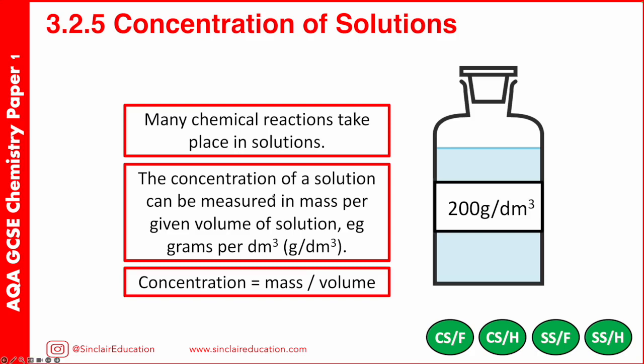Now, this is shown in our units here. So mass, grams, divided by dm cubed of volume. One little thing to watch out for, and it is very, very common, is be prepared to be asked to convert from centimetres cubed into decimeters cubed. And for background here, there are 1,000 centimetres cubed in a decimeter cubed. So if you do need to do a conversion, you divide your centimetres cubed by 1,000.